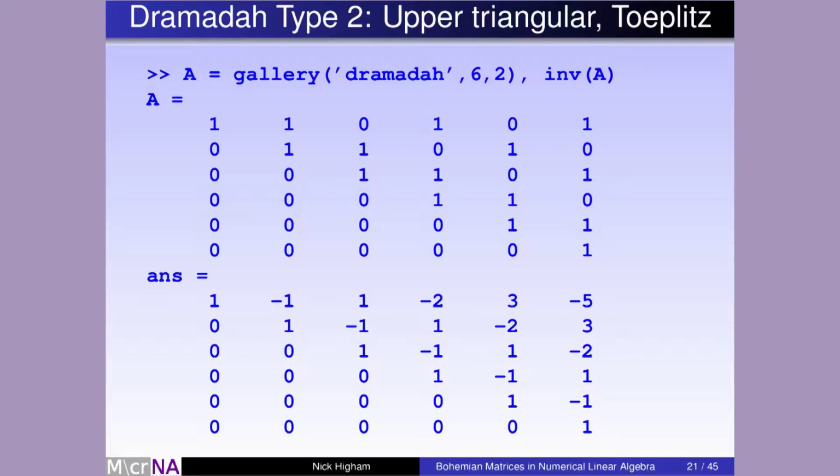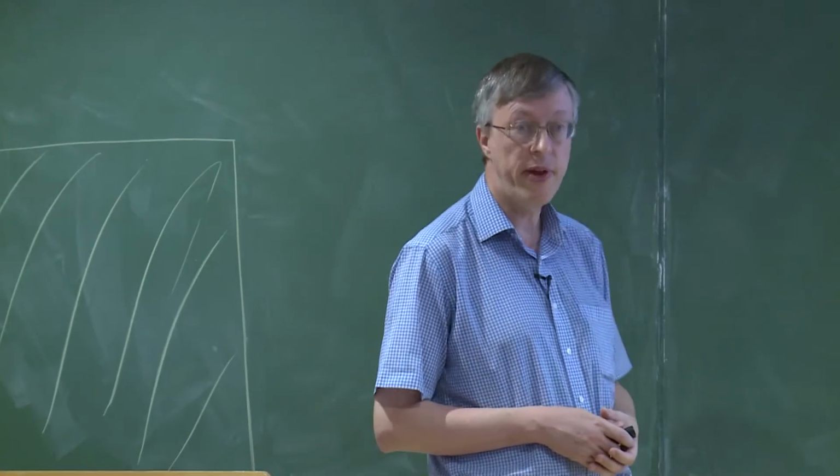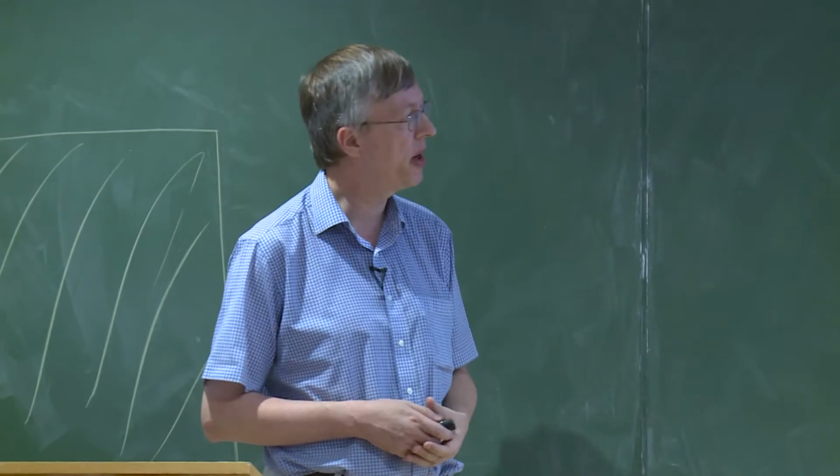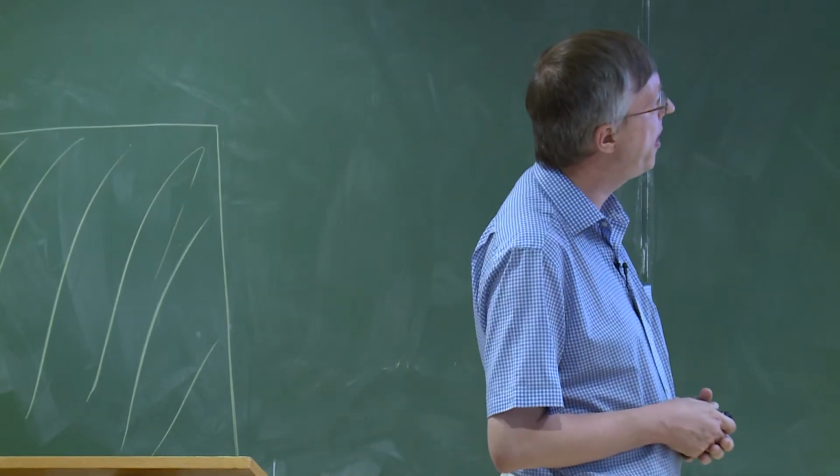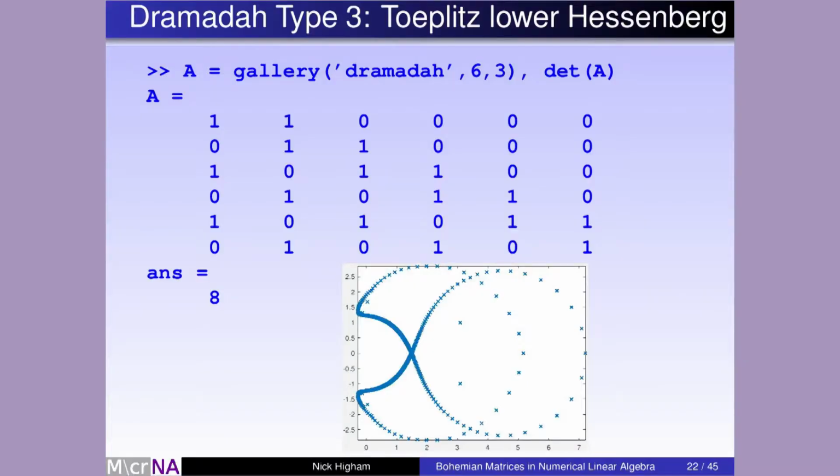Of course, these small examples don't necessarily give you a feel for the actual growth of the entries of the inverse, but the paper gives lots of estimates as n gets bigger. And the third class is Toeplitz lower Hessenberg. And in this case, it's the determinant that has been made big. So you get a determinant of 8. And interestingly, you get some rather nice curves if you plot the eigenvalues. So these anti-Hadamard matrices are quite well studied.